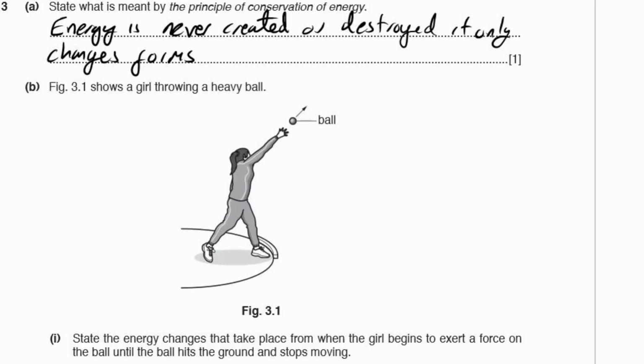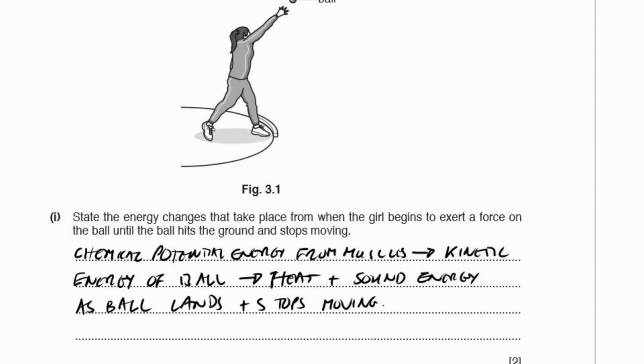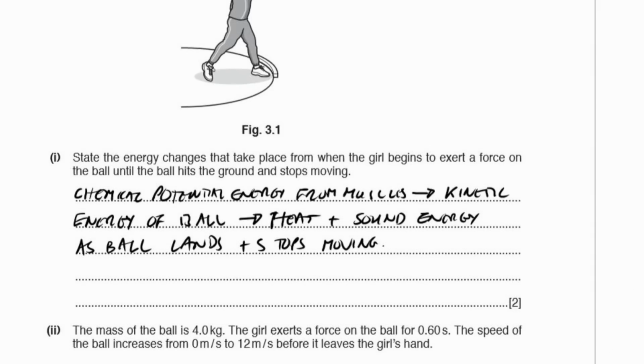Right, well first of all you have the chemical potential energy stored in the girl's muscles. Then of course that becomes the kinetic energy of the ball, the movement energy of the ball, and that is converted to sound and heat as the ball lands on the ground and stops moving. So let's put that in. There we go. Let's look at the next part.